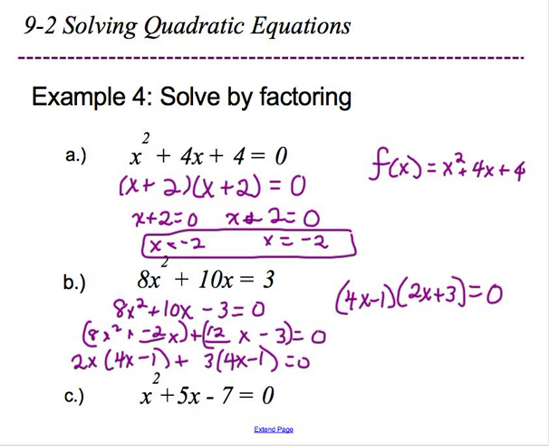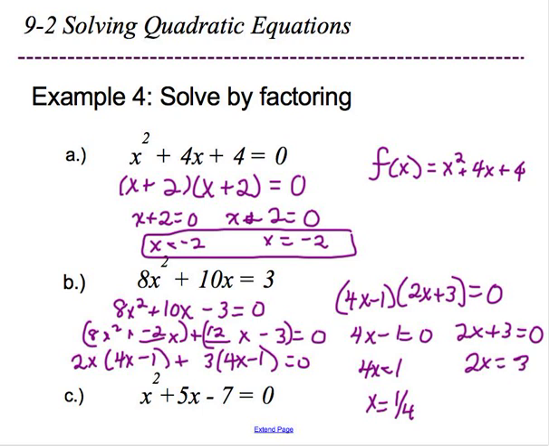Set each factor equal to 0: 4x minus 1 equals 0, or 2x plus 3 equals 0. Solve this. Add 1 to both sides. So we have 4x equals 1. Divide by 4. So x is 1/4. Or subtract 3, and we have 2x equals negative 3. And divide by 2, and x is negative 3/2, which is negative 1 1/2.